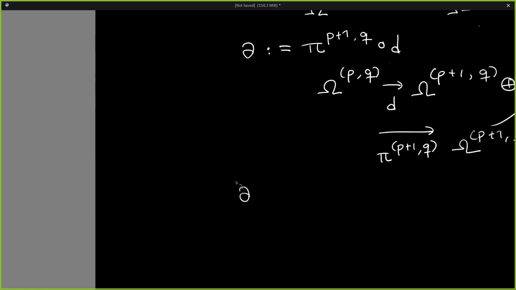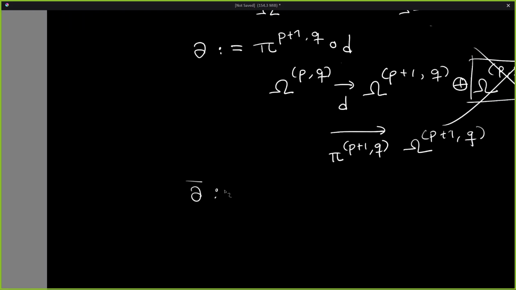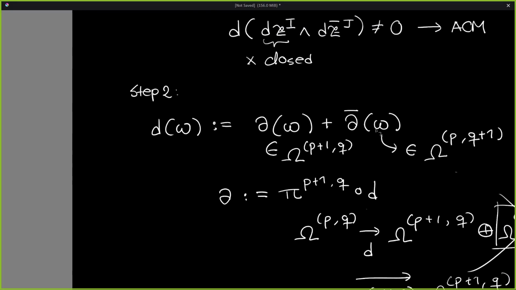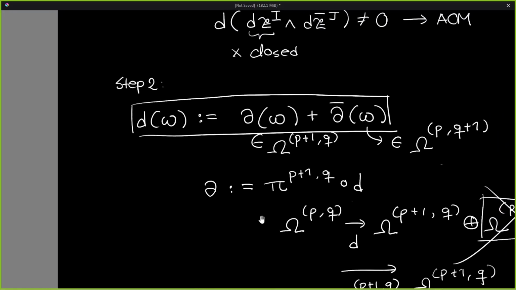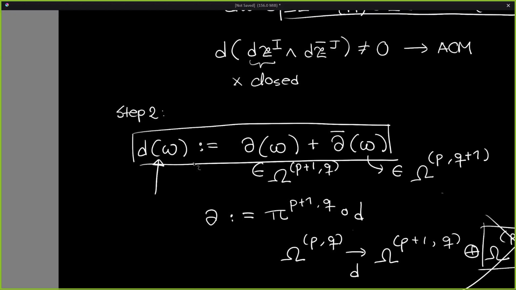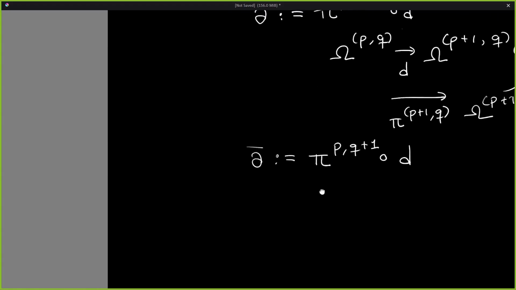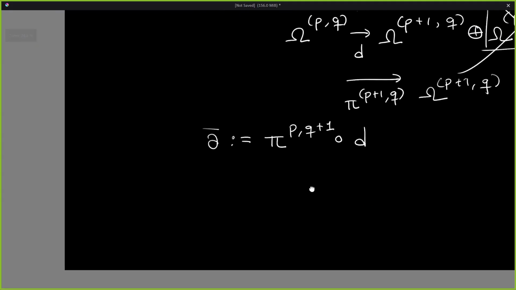And obviously, partial bar is the same thing, but we're projecting it into the other space, P Q plus 1 after D. So that's how we get this. This is how it works. This is how the operators are equal to each other. If you were to use D on a PQ form, then it would decompose like this. So that is our definition.